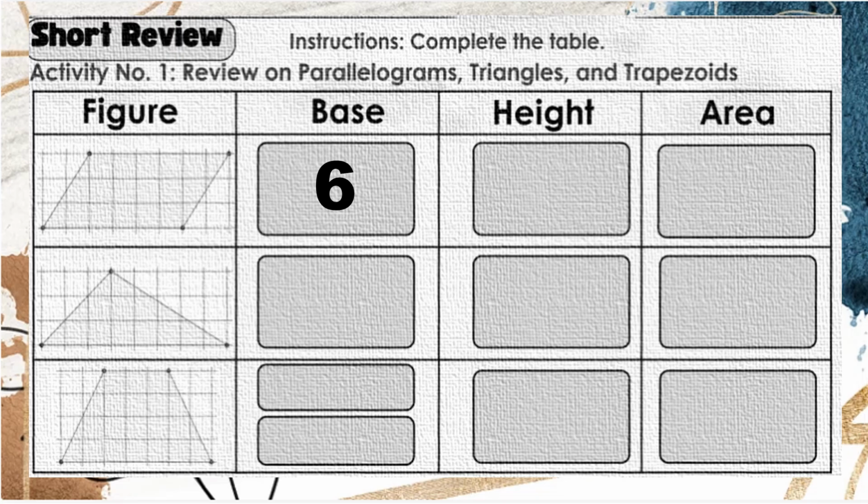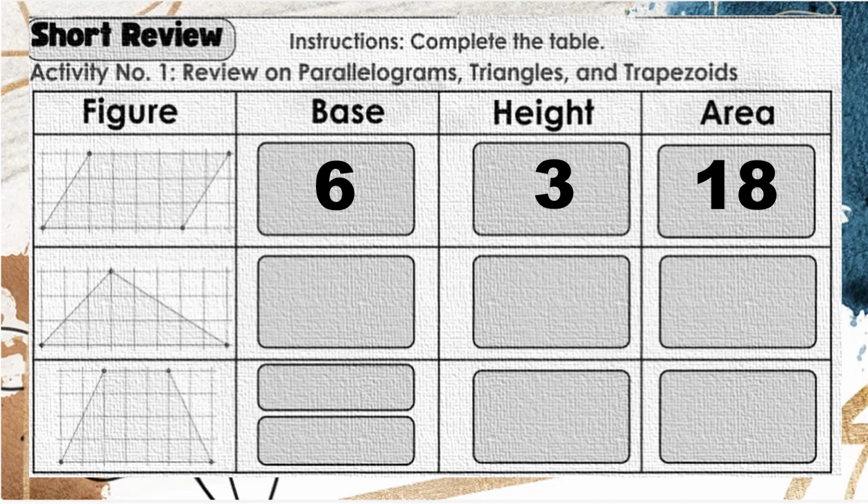Okay, the base for this figure is 6. 1, 2, 3, 4, 5, 6. And its height is 3. 1, 2, 3. And the area is 18. Since this is a parallelogram, we simply multiply the base and the height. 6 times 3 equals 18.